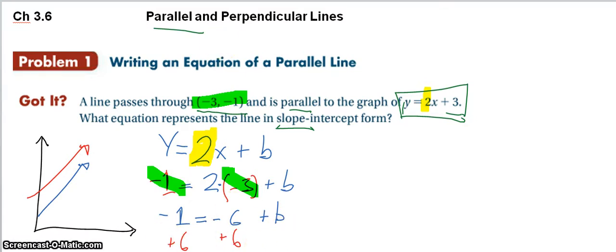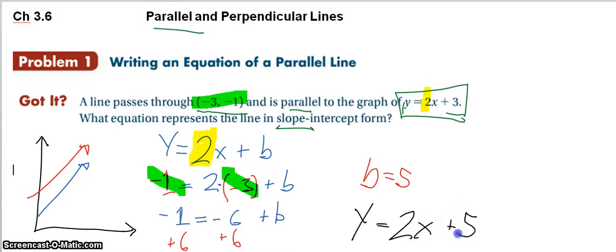And then we add 6 to both sides to carry out the cancellation that we need to do, so that we get b by itself. And that tells me that b is in fact +5. So then we can rewrite the new equation to be y equals, with the same slope as my first line, and a new y-intercept of 5. So actually, our new line is the higher line than the original line. So this one here, the 2x plus 3, would probably be modeled by this blue line potentially.